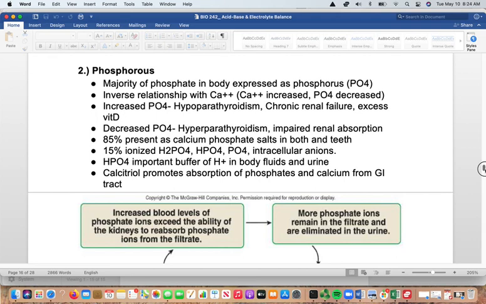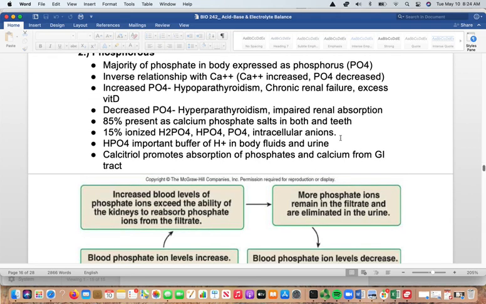85% is present as calcium phosphate salts in the bone and the teeth, so that's where you're going to have most of it. 15% is ionized, is intracellular anions. It's an important buffer in the body fluids and urine, and calcitriol promotes the absorption of phosphates and calcium from the gastrointestinal tract.